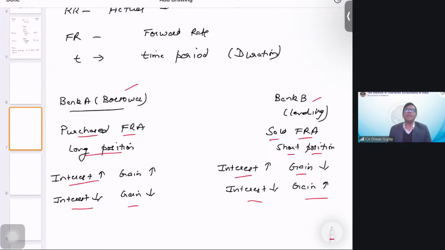So the whole thought process, whether you have purchased the FRA or sold the FRA, will be different, and your gains and losses will be different in the different situations. So the way to read it is: a long position always means the bank is in the borrowing position, okay? And a sold FRA or short position means the bank is in the investing or lending position, okay? Clear? Any questions, students, till now? Please do let me know, or else we will move ahead.